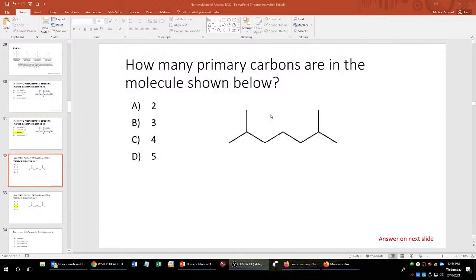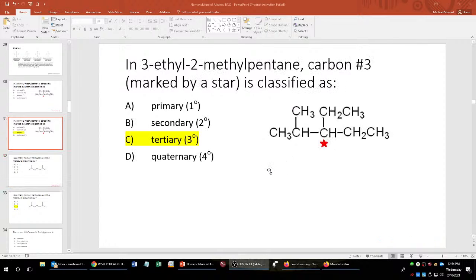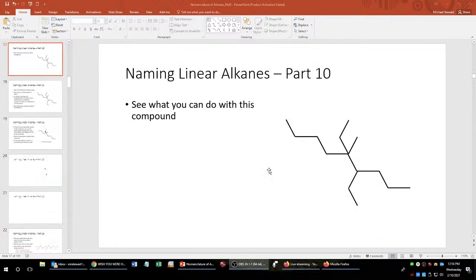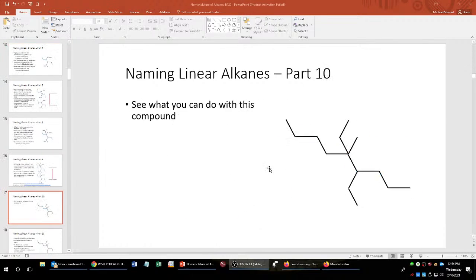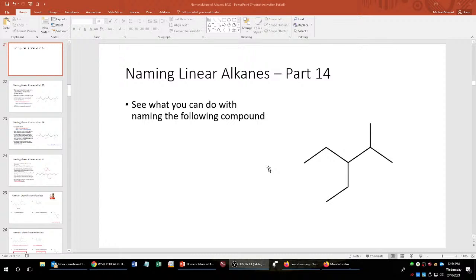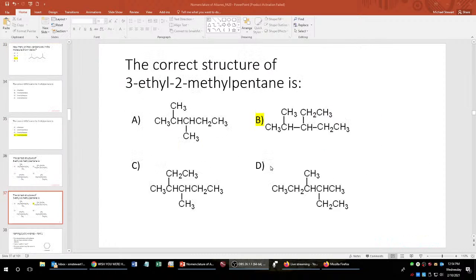Okay, so I'm guessing you mean slide 32. How many primary carbons are in the molecule shown below? Again, primaries are going to be the ones where it's just the end of a line. So 1, 2, 3, 4.